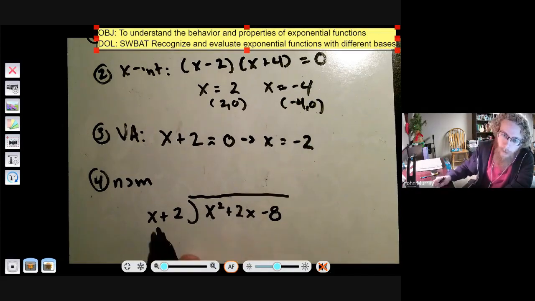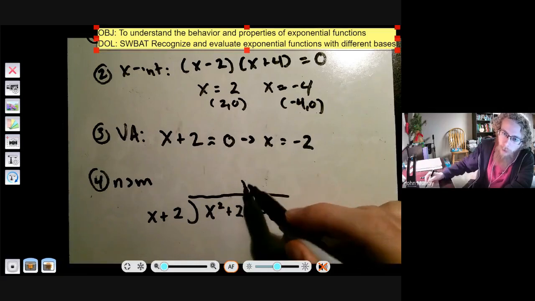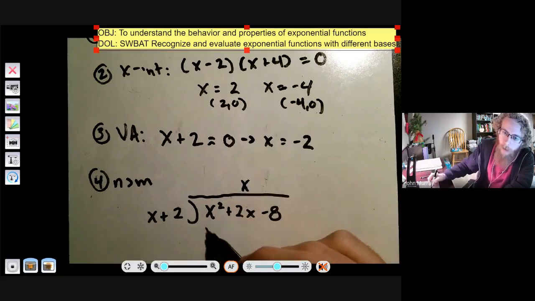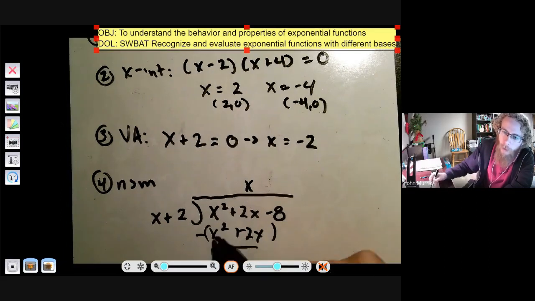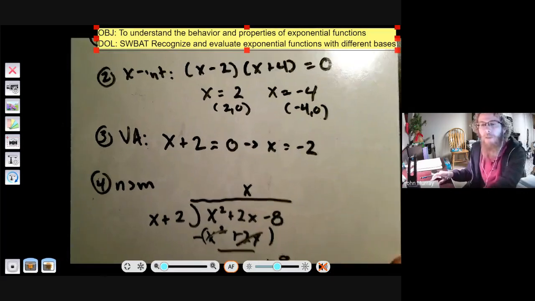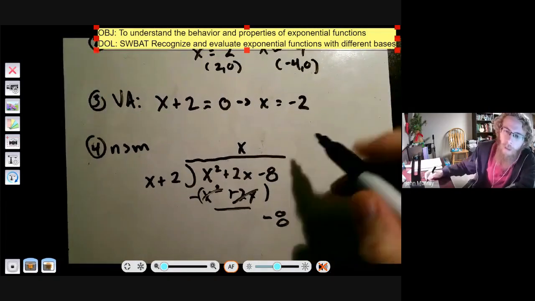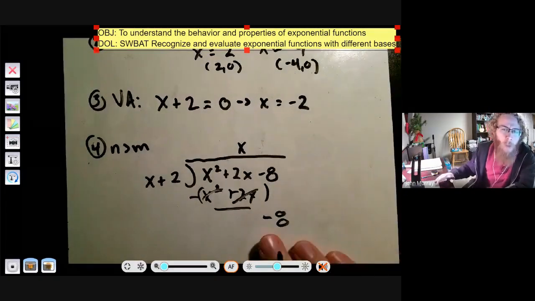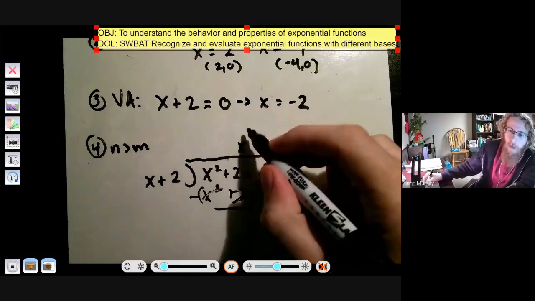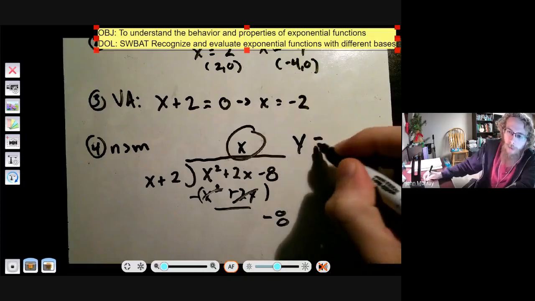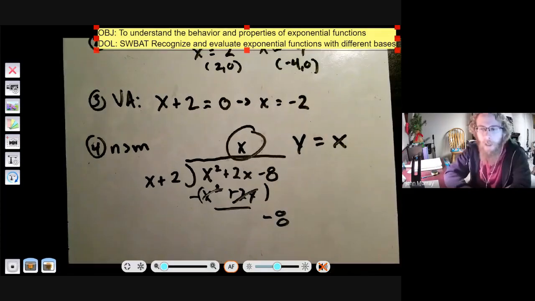So our long division, how do I get an x to look like an x squared? Well, I multiply it by x. So I get x squared plus 2x. When I subtract, those cancel out, and we're just left with the negative 8. So that's my remainder. Now remember, I don't have to do anything with my remainder. So here, that's my slant asymptote, the line y equals x.